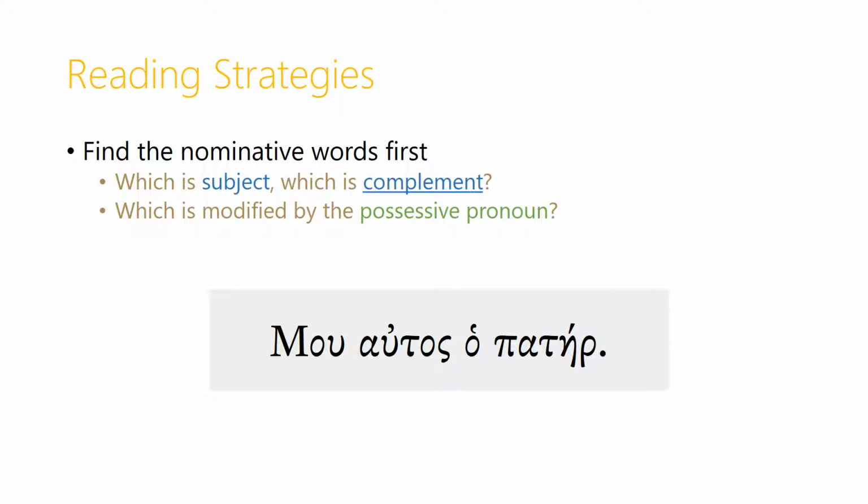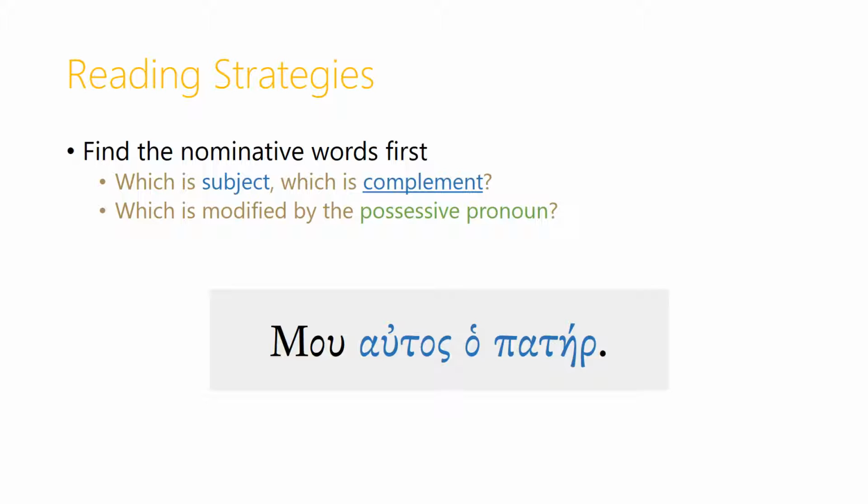So given how flexible the word order can be in Greek, how do we put the words of a clause together when we're reading? How do we figure out which words go with which? One strategy is to start in a verbless clause with the nominative words. Find all the words in the sentence that are in the nominative case. So I've highlighted here now autos and ho pater, both in the nominative.